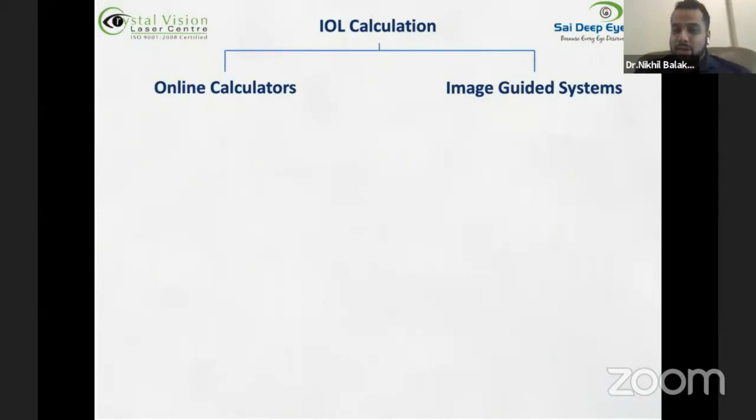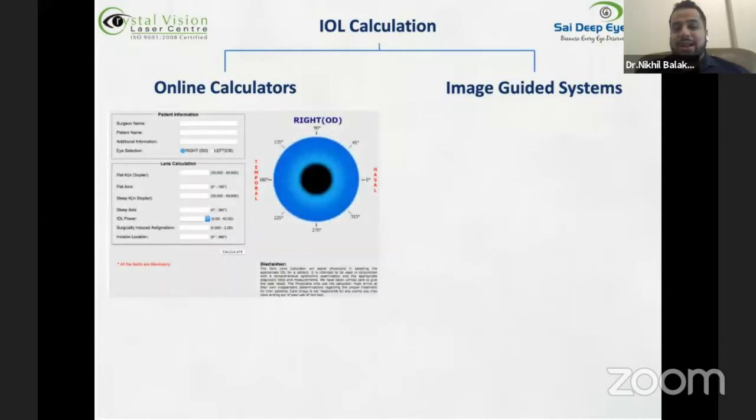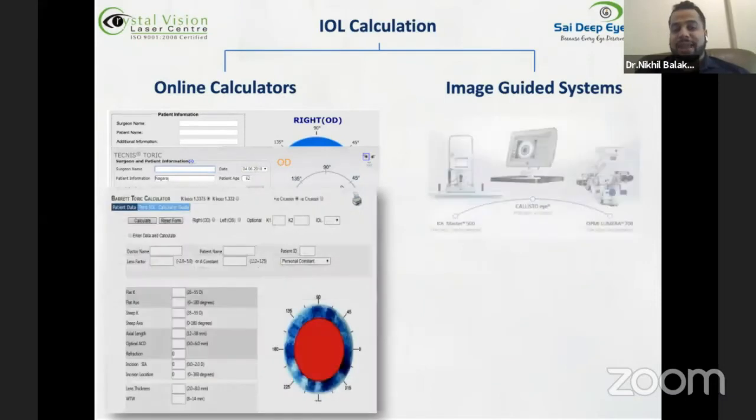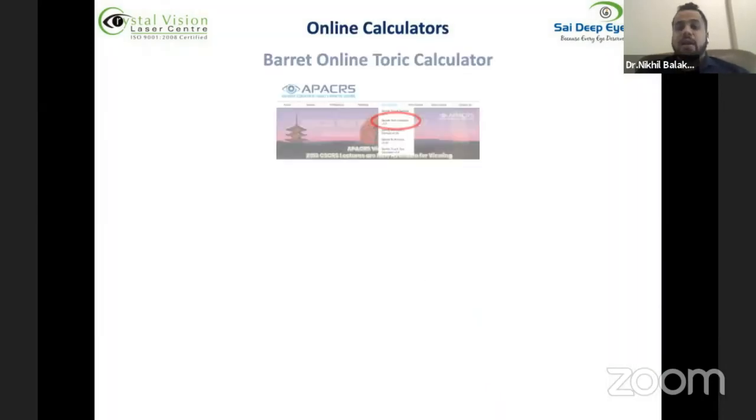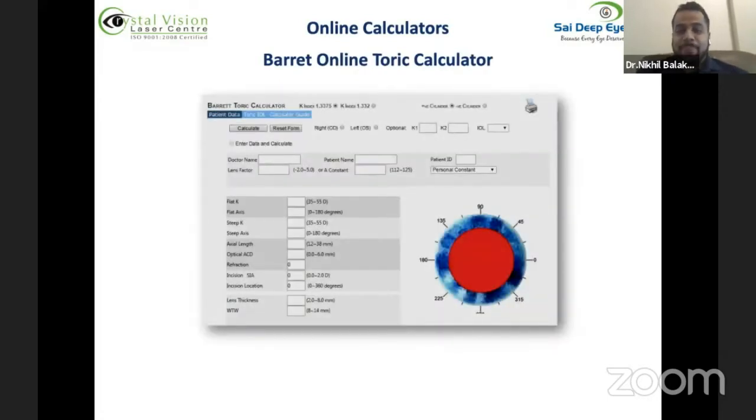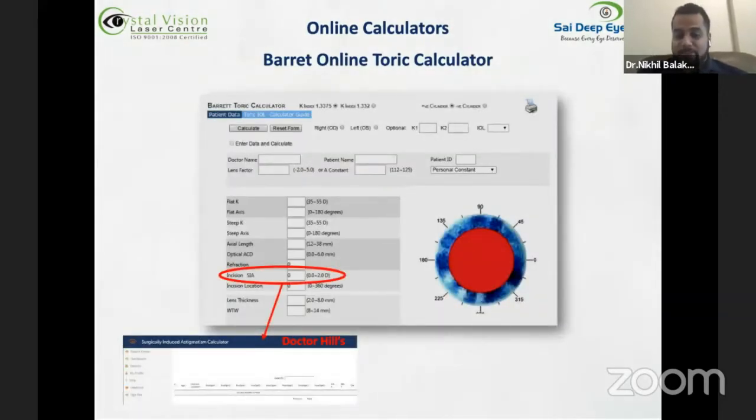Now coming to the IOL calculations, they can either be done by various online calculators or image-guided systems. The online calculators can obviously be the Barrett's toric IOL calculator, which is freely available on the ASCRS and APACRS websites, or individual company calculators which are available. Image-guided systems like the Callisto and Verion have inbuilt calculation systems, and one can proceed with that too. Coming to the online calculators, like I said, the Barrett Online Toric Calculator, this is freely available on the website.